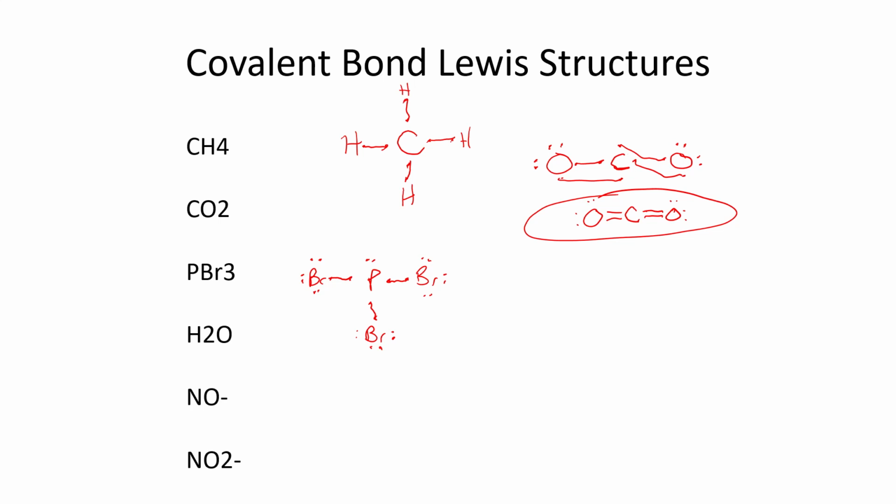H2O. So we have oxygen in the middle, and we have 1, 2, 3, 4, 5, 6. We have hydrogen. Hydrogen has 1 because it's a group 1A, and then we play connect the dots. That's our final Lewis structure for H2O.